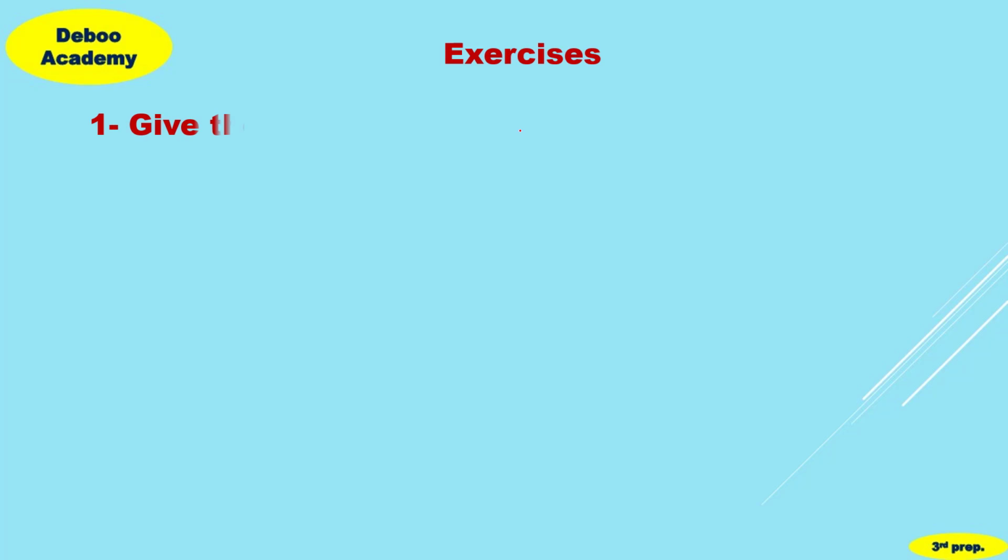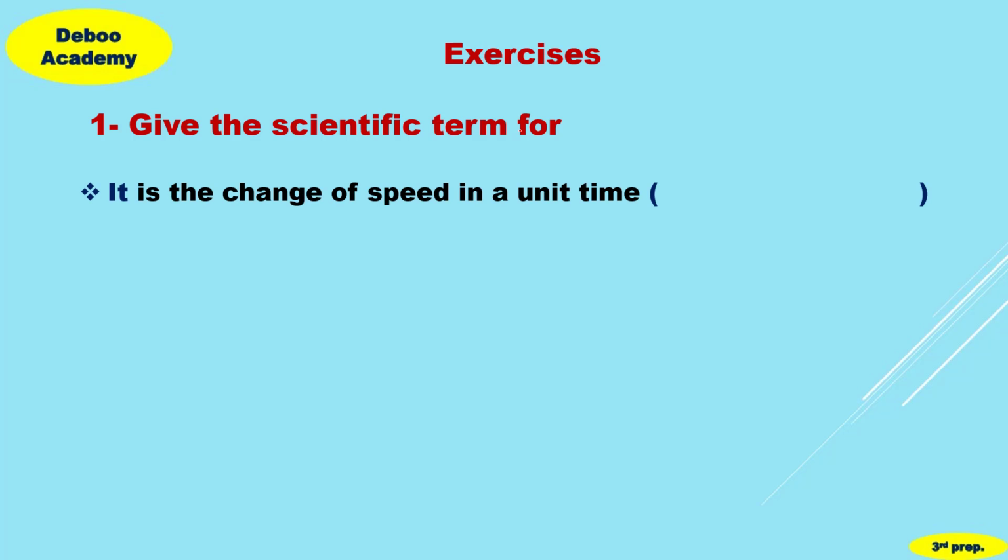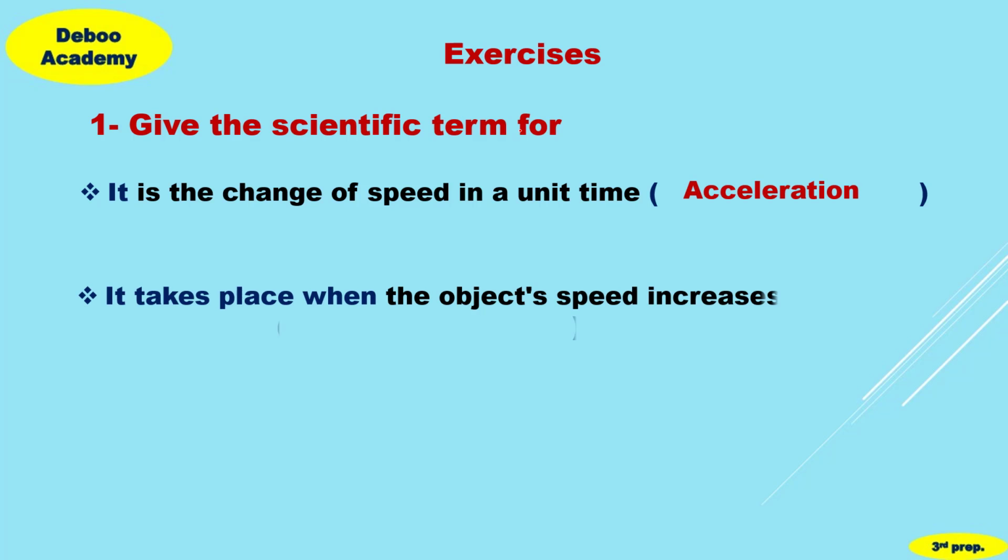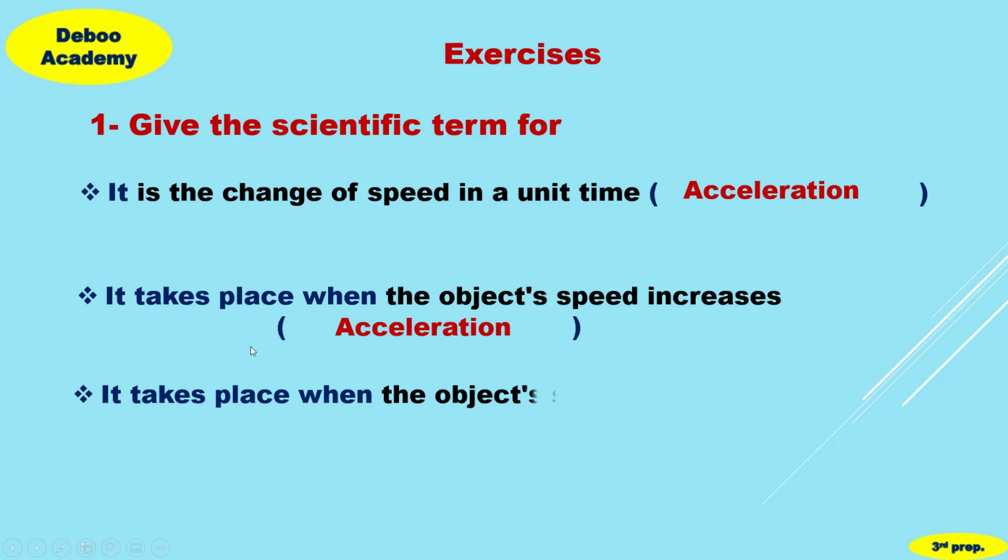Exercises. Give the scientific term for: it is the change of speed in a unit time. I hear someone said, yes, it's acceleration. It takes place when the object's speed increases. I hear someone says, yes, it's acceleration. It takes place when the object's speed decreases. Yes, it's deceleration.